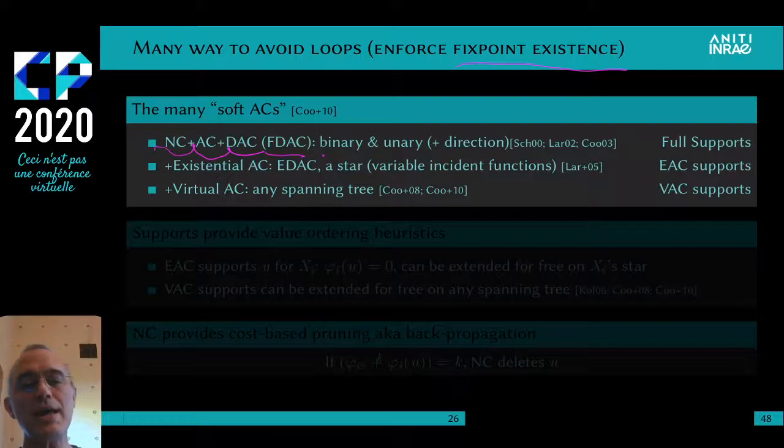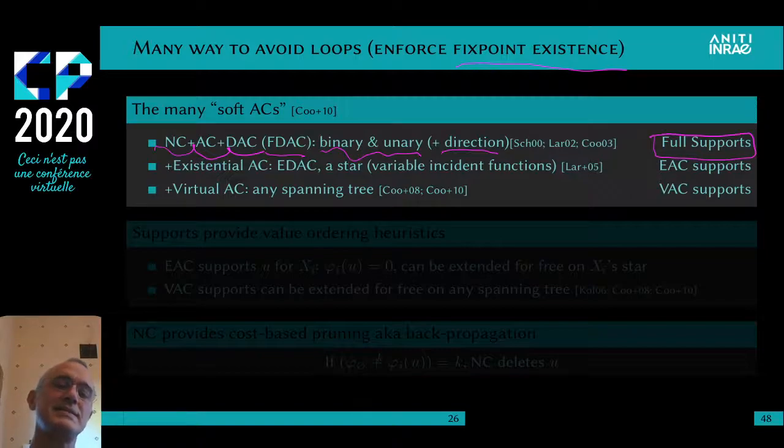They sequence this operation inside very small scopes. So one function plus the unaries inside. And you must enforce a direction to avoid cycles. And this defines argmin of elimination, full support. If you schedule the operation on stars, so a variable plus all incident functions, you get stronger supports and stronger bounds.